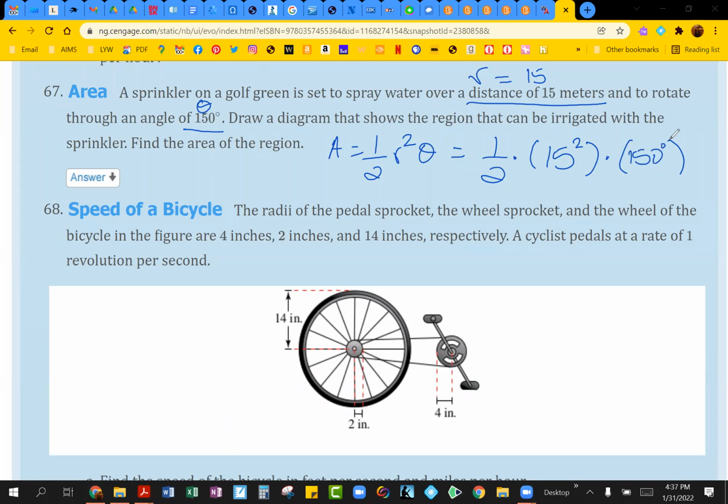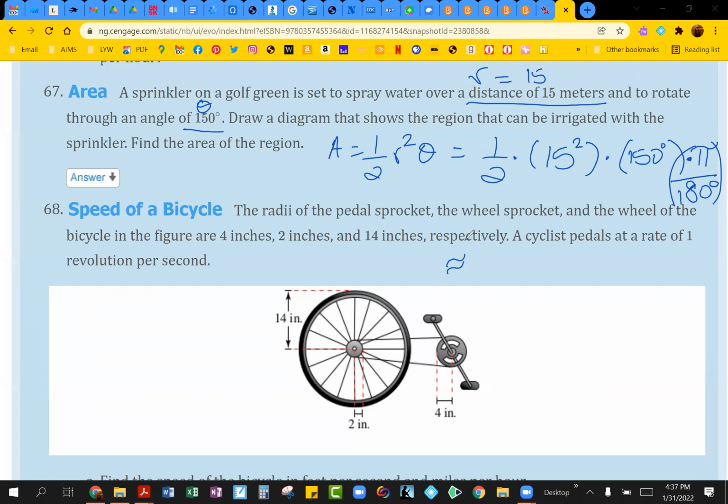So you do have the 150 degrees, but then remember to convert it from degrees to radians. We multiply by the fraction pi divided by 180 degrees. Since you're getting rid of degrees, the 180 goes on the bottom. If you were getting rid of radians, then the pi would go on the bottom. So that's the extra factor you have to multiply when you put it into this formula. And throw that into your calculator: 1/2 times 15 squared times 150 times pi divided by 180. So let the calculator do the hard work for you.